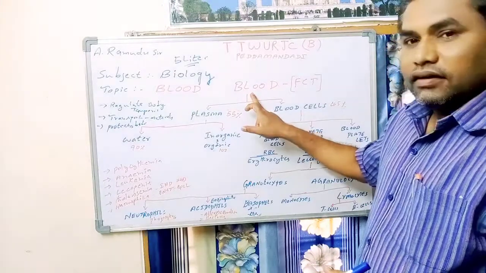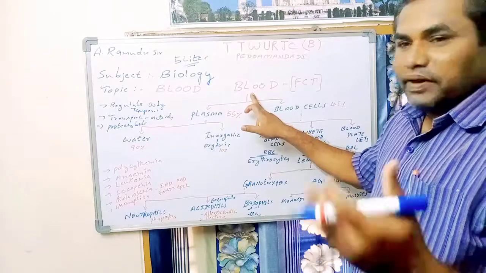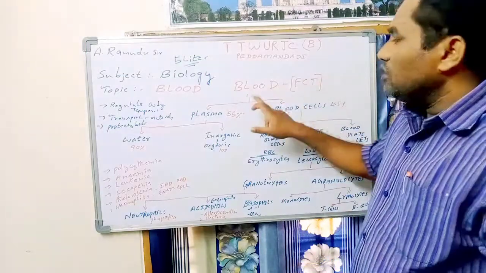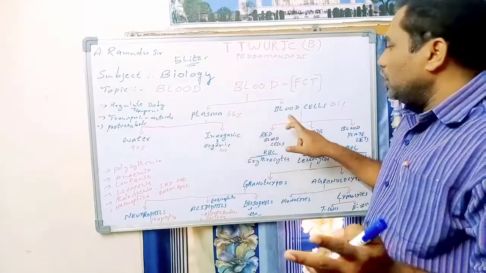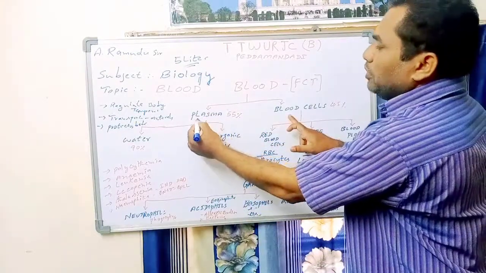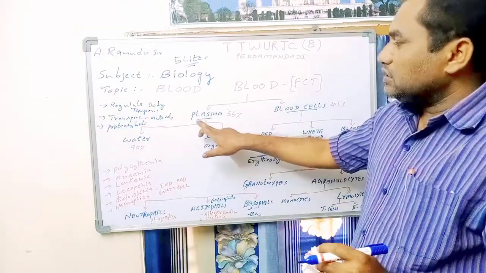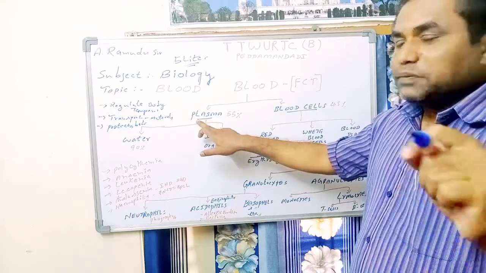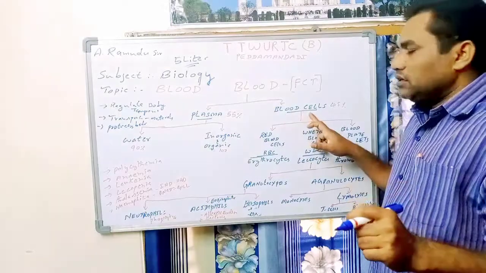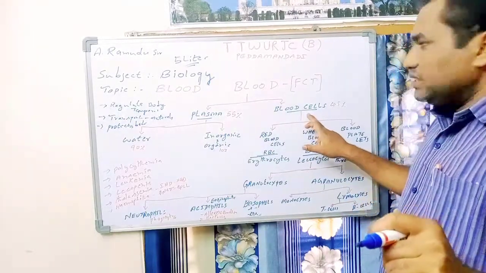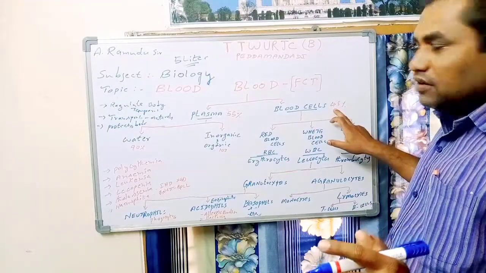So blood, as I said previously, is a fluid connective tissue which consists of 2 parts: a liquid part and a solid part. This is the liquid part, this is the solid part. The liquid part is called plasma, which is 55% of blood. The solid part is called blood cells. These blood cells constitute 45%.